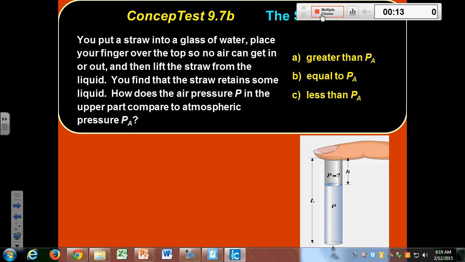How does the air pressure P in the upper part compare to the atmospheric pressure PA? You can't see the bottom, but down here there's an arrow that points up that says PA. So my PA is actually here, and I have another pressure here. How does this pressure compare to the atmospheric pressure? Is it greater than, equal to, or less than the atmospheric pressure?